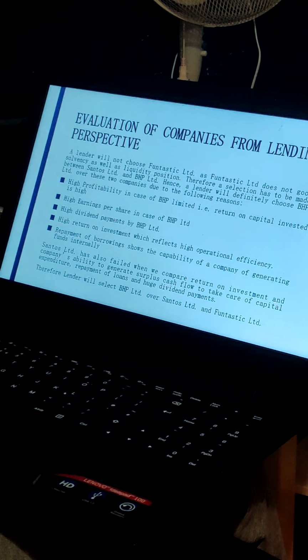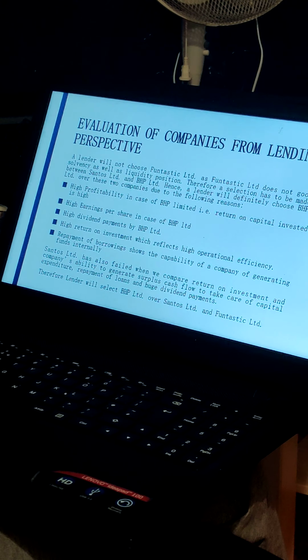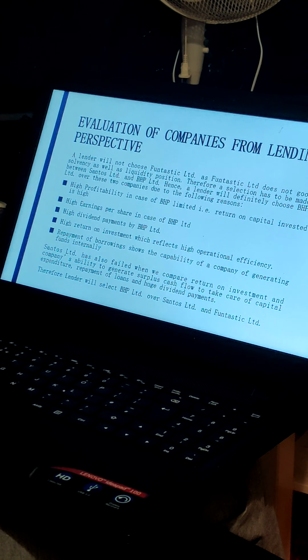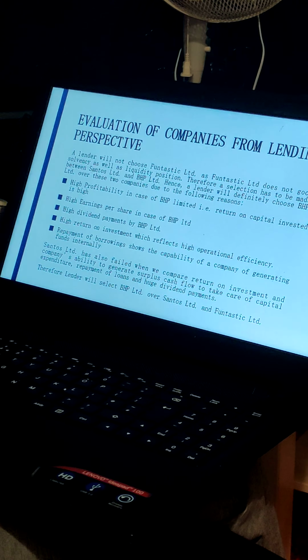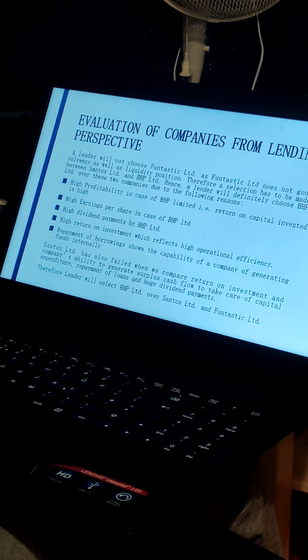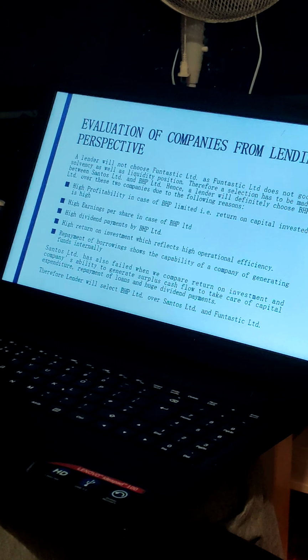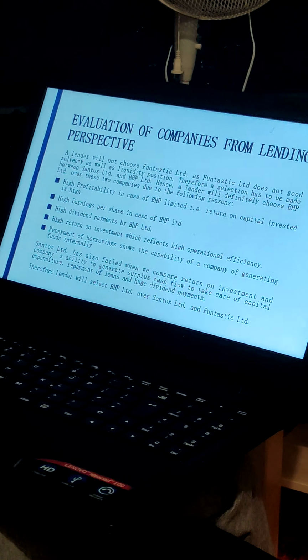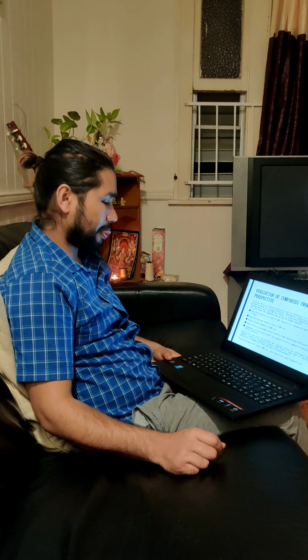Santos Limited has failed when we compare return on investment and the company's ability to generate surplus cash flow to take care of capital expenditure, repayment of loans, and huge dividend payments. Therefore, lenders or everyone will select BSP Limited over Santos Limited and Fantastic Limited. We have evaluated all those companies from a lending perspective for the 3 years 17, 18 and 19 through the internet source provided by our teacher.